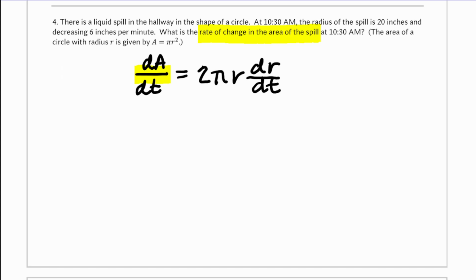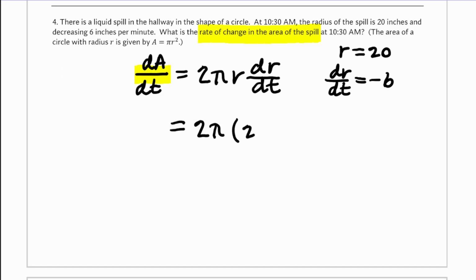Okay. And I think we've got everything we need there, right? Yeah, the radius of the spill is 20, and the rate of change of the radius of the spill is -6. Okay, so they must be actively cleaning it up. So there's 2 pi times 20 times -6. And that's going to be a good enough number for us.